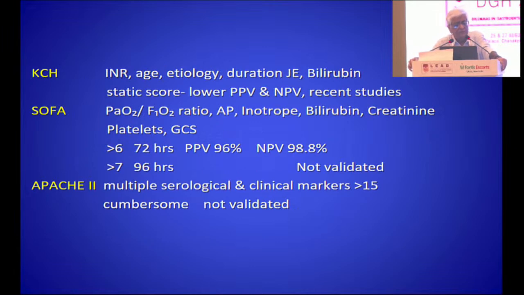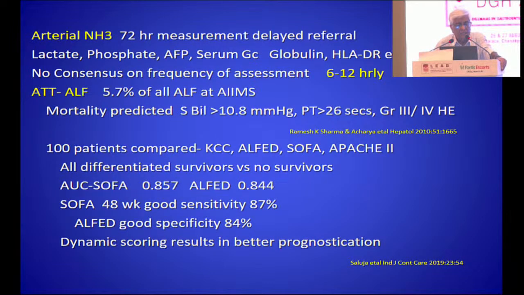The famous King's College Hospital criteria has a value which is lesser than MELD, and they have lower positive predictive value and negative predictive value. People have taken up lactate and phosphates into it, and it has not been shown to be of much benefit. Similarly, SOFA and Apache scores have also been studied and found to be of some use. Arterial ammonia, lactate, all these have been studied.